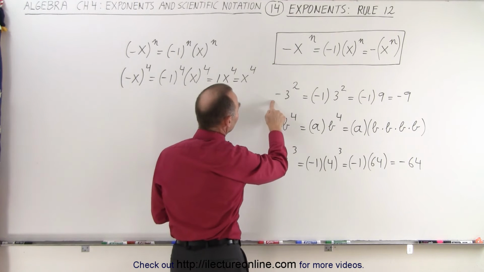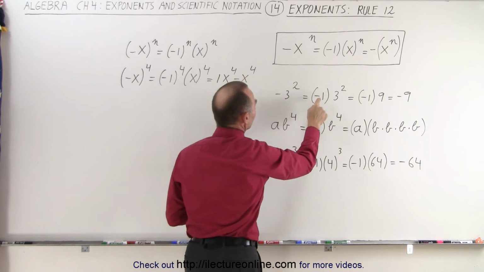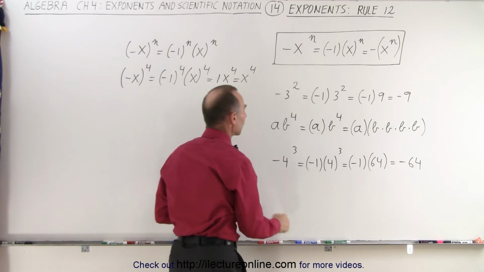So here we have -3 squared. The squared only applies to the 3, so it's -1 times 3 squared, which is 9. -1 times 9 is -9.